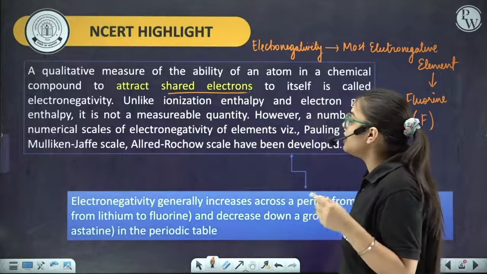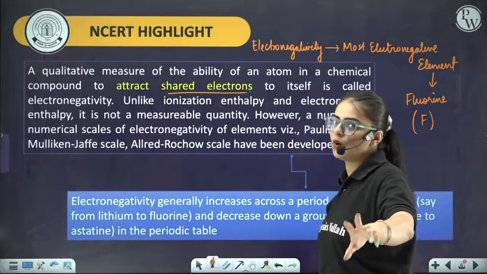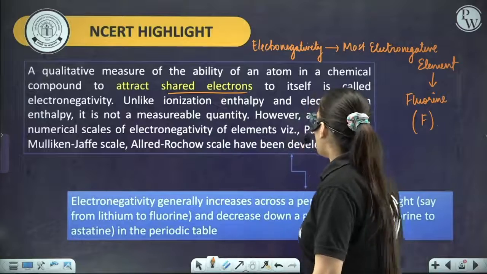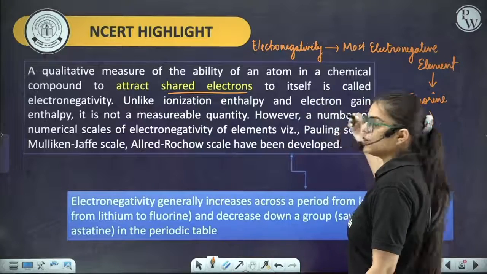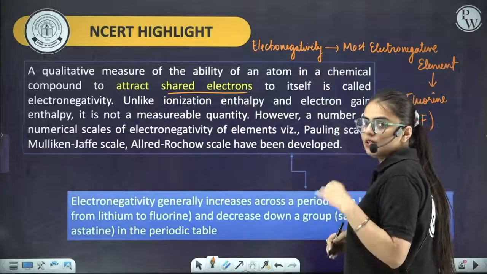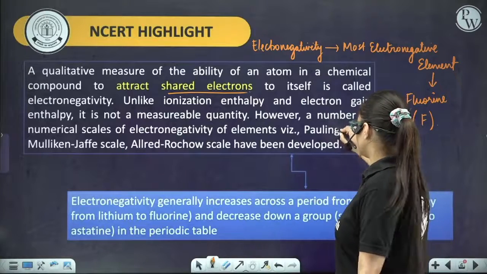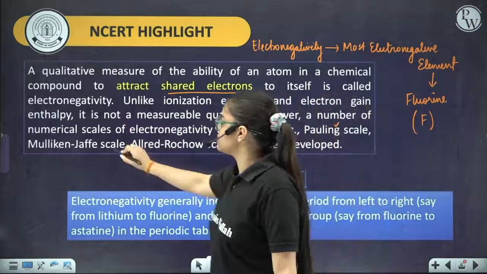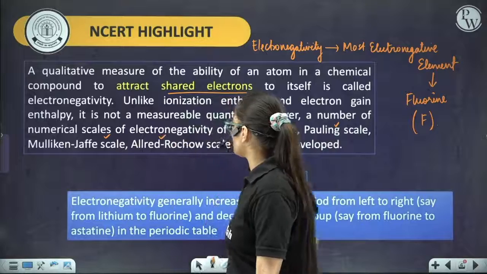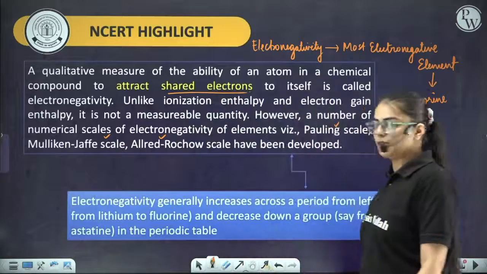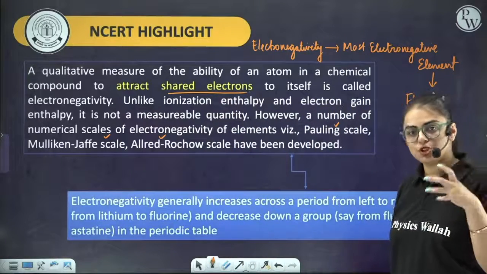However, a number of numerical scales, which I already told you, Mulliken and Pauling, are already explained to you, that are basically in order to calculate electronegativity. So that is the Pauling scale, the Mulliken-Jaffe scale, and the Allred-Rochow scale. They have been developed, among which Pauling is the one which is used more commonly.